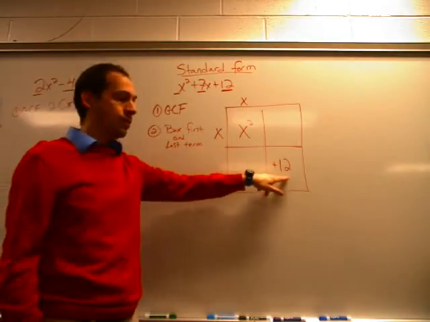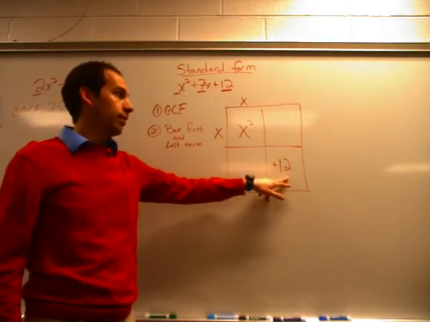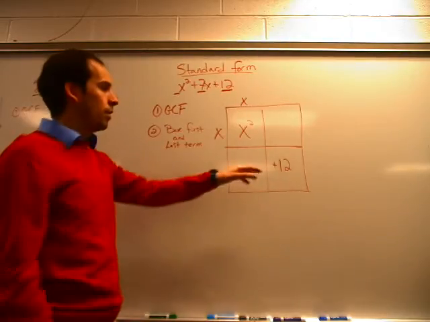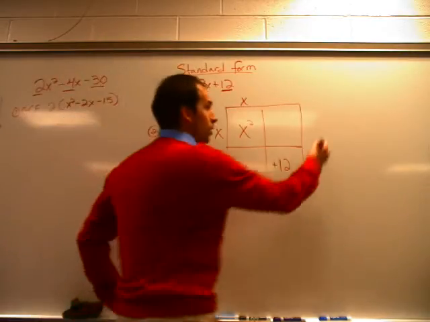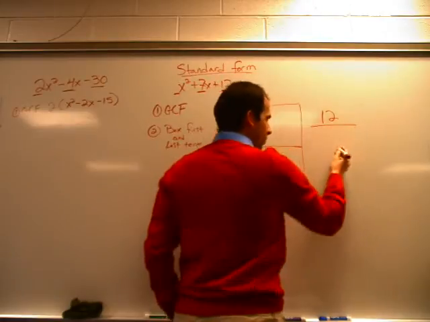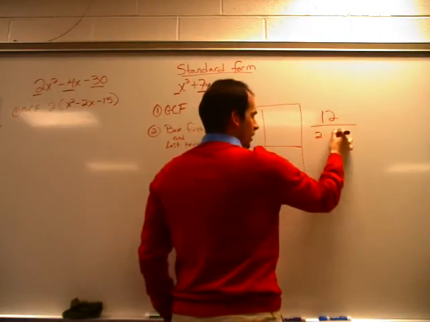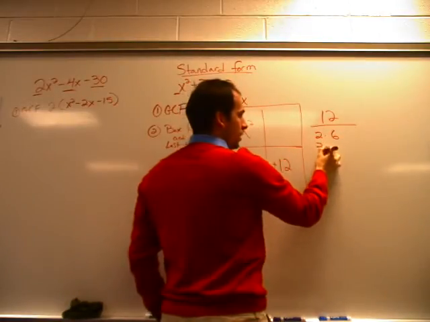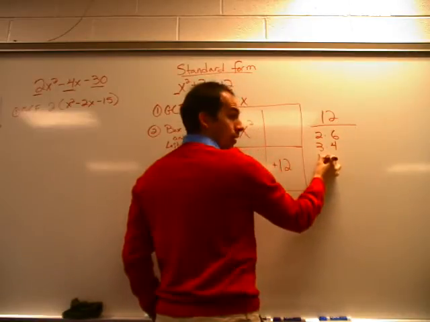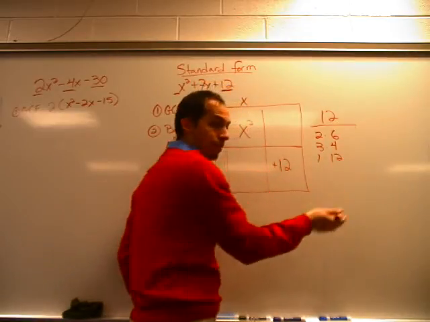Next, we're going to ask ourselves, what two values multiply together to get me 12? Well, there's a lot of values that can multiply to get you 12. So we're going to write those all out. So 2 times 6 gives me 12. 3 times 4 gives me 12. 1 times 12 gives me 12.